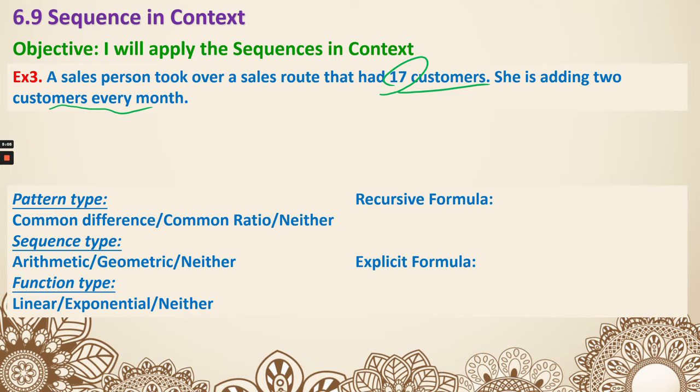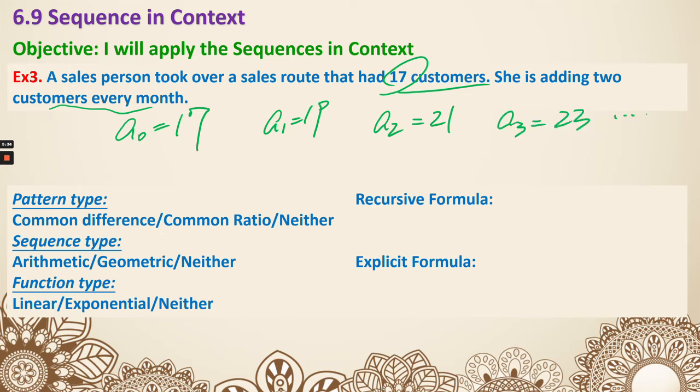which means not after the first month that she had 17 customers. It's at the very beginning of the first month. So that means we can't have a sub 1 as 17. 17 is in fact our a sub 0, because that even happened before the first month passed. So a sub 0 is 17, we add 2. So after the first month, there will be 19 customers, and after the second month, add another 2, 21, and a sub 3, 23. Keep on going.